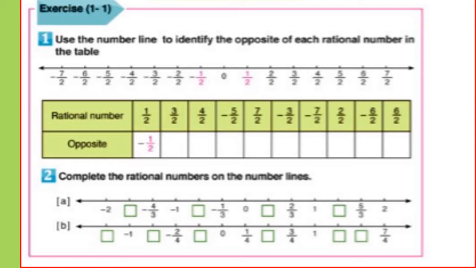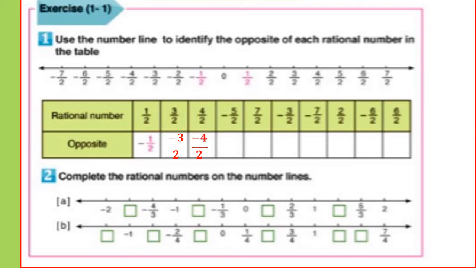Now I want to find the opposite of the rational number 3 over 2. Just change the sign. If the number is positive, its opposite must be negative. So it will be negative 3 over 2. Now your turn. The opposite of the rational number 4 over 2 is?